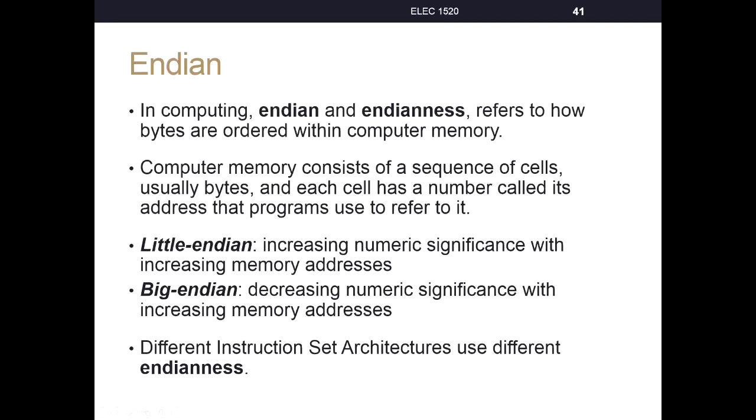Little endian: increasing numeric significance with increasing memory addresses. We'll see an example on the next slide. Big endian: decreasing numeric significance with increasing memory addresses. The important thing is different instruction set architectures use different endianness. So if you're sending something from an ARM architecture to an Atmel microcontroller or an x86 architecture, it's important for me to know about endianness and how my bytes are being assembled.